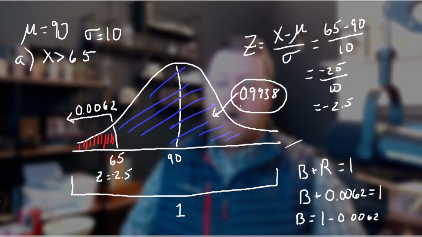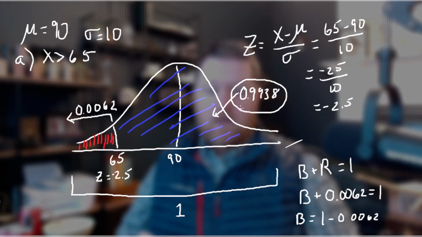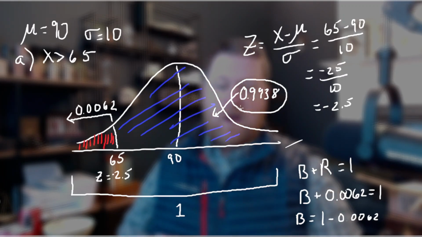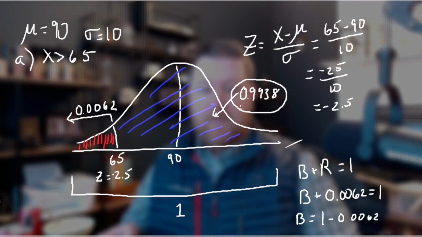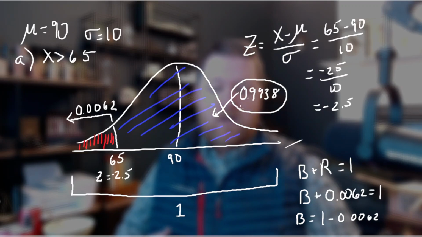So that's how you solve one of these greater than problems. When you're looking for the area to the right, essentially what you are always going to do is find the area to the left, and then do 1 minus that area to get the area to the right. Boom. It's that easy. All right.